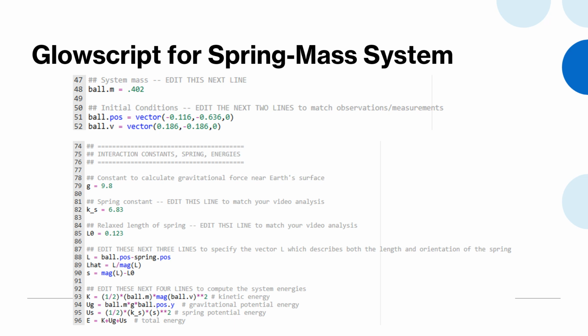Then we have our energy update formulas, which are kinetic energy equal to 1/2 times the ball's mass times the magnitude of the ball's velocity squared. Then the gravitational potential energy, which is the mass of the ball, the gravity, and the ball's position in the y direction. The spring energy, which is 1/2 times the spring constant, which we gave earlier, as well as the stretch distance, which we solved here, being magnitude of L minus L naught, and then the total energy, which is all three of those combined.